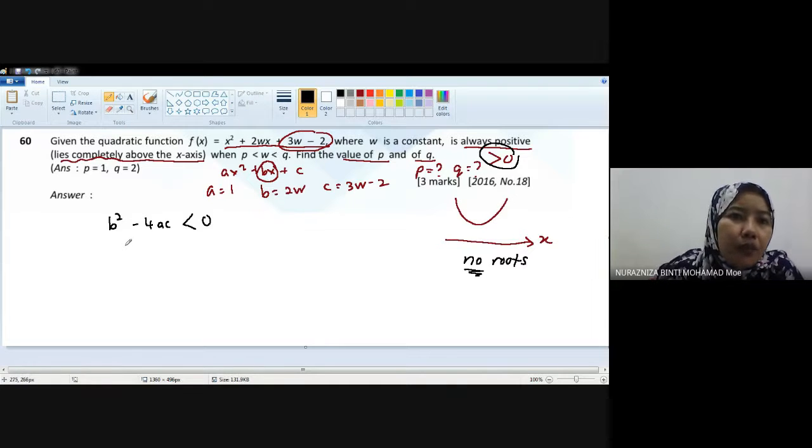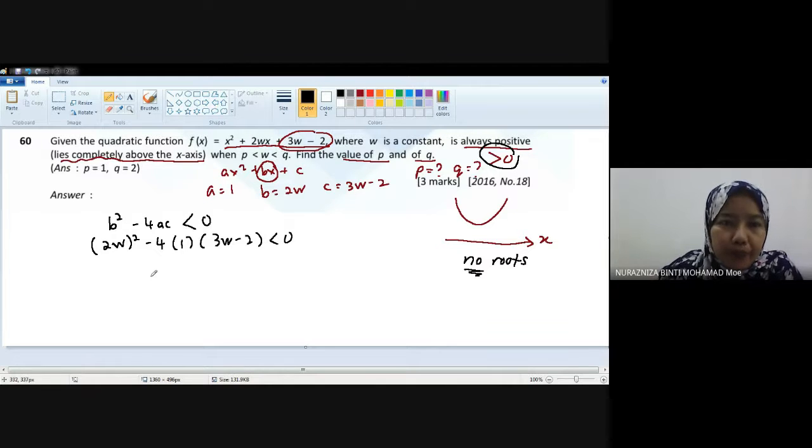Alright, so now substitute the value of b, so it should be 2w squared minus 4ac, 3w minus 2 is less than 0. So expand, we have 4w squared minus 12w plus 8 is less than 0. Now before we press the calculator, you can simplify first. The equation will be divided by 4. So w squared minus 3w plus 2 is less than 0.